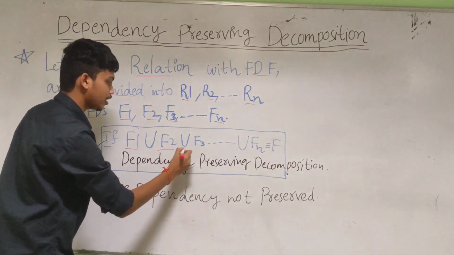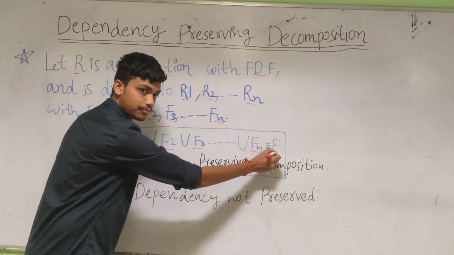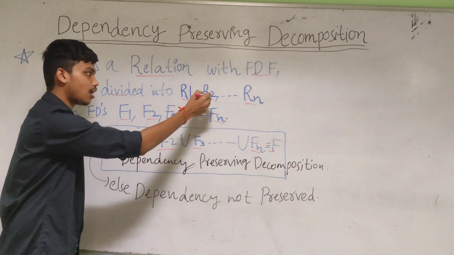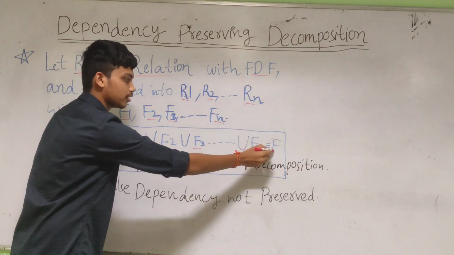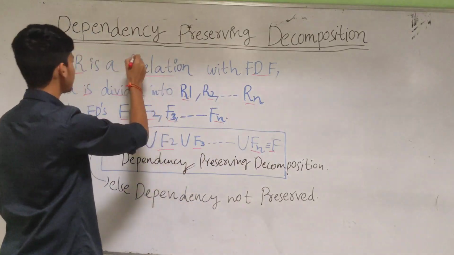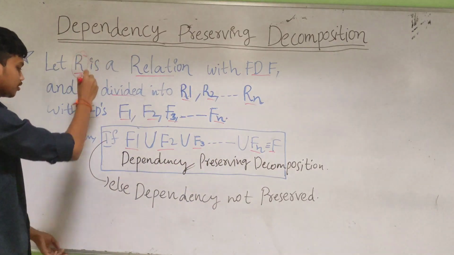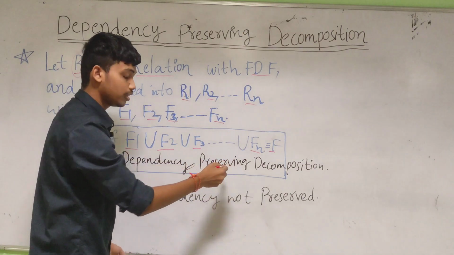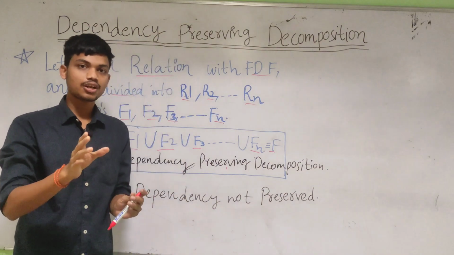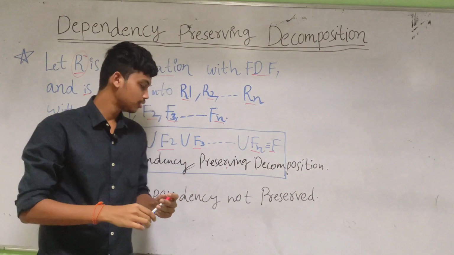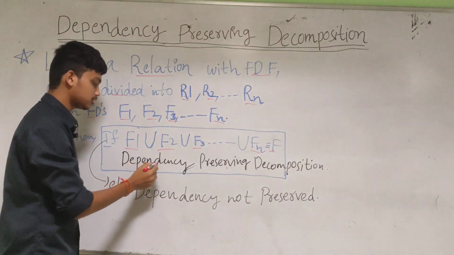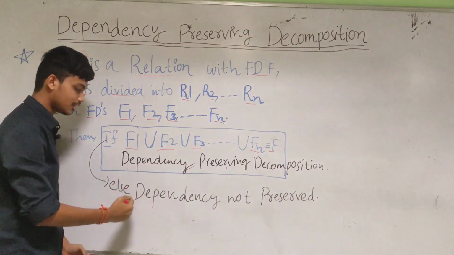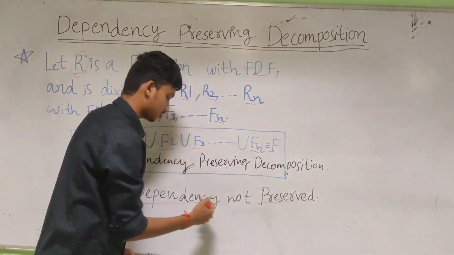If F1 union F2 union F3 and so on Fn gives F, meaning if the union performed over the functional dependencies of R1, R2, R3 and so on Rn gives the original functional dependency of relation R, then we say that the decomposition is a dependency preserving decomposition. In my previous lecture we discussed lossless and lossy decompositions. Now this is a continuation of that lecture. This is decomposition, this is dependency preserving decomposition. If this is not satisfied, then the dependency is not preserved.